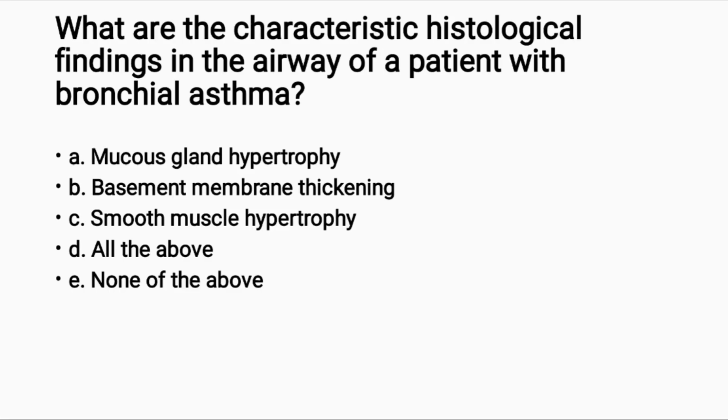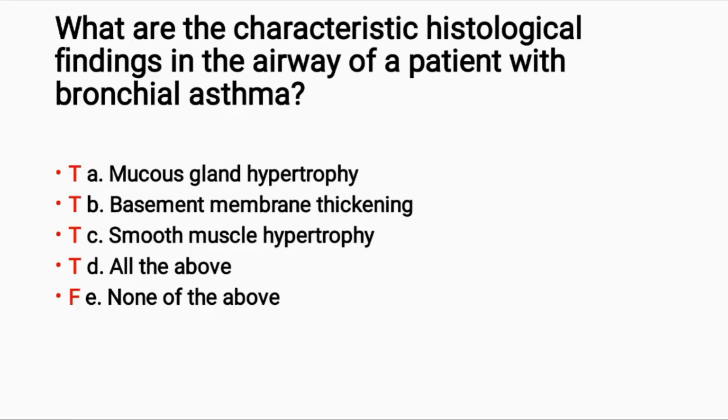What are the characteristic histological findings in the airway of a patient with bronchial asthma? A. Mucus gland hypertrophy. B. Basement membrane thickening. C. Smooth muscle hypertrophy. All of the above, none of the above. Well, all of the above are the answers. So mucus gland hypertrophy, basement membrane thickening, and smooth muscle hypertrophy are histological findings that we see in bronchial asthma patients.